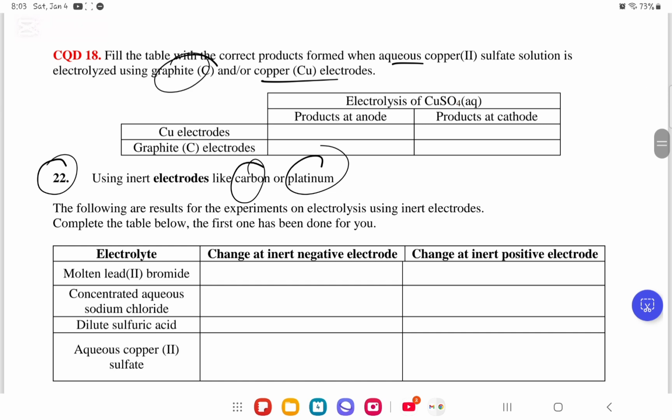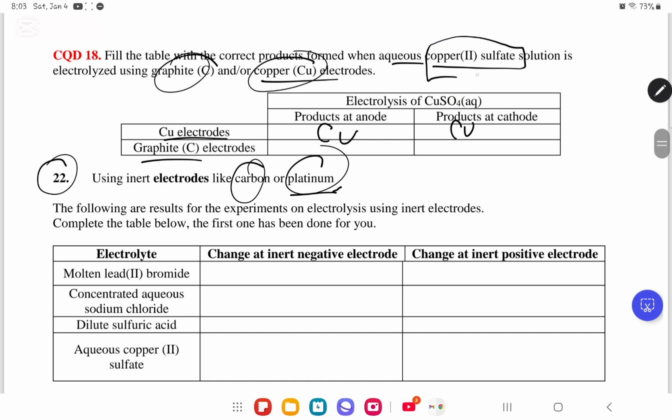However, if we used copper or anything that is not inert, what will form at the anode and what will form at the cathode? Very simply, if we used copper electrodes, copper itself is going to form at the anode and at the cathode. If we used any other type of metal, for example, if we used sodium as the electrodes, then at the anode sodium will form and at the cathode sodium will form. Same thing. If you use anything that is not inert. However, if you use carbon, which is graphite, or platinum, what will form at the anode will be based on this solution.